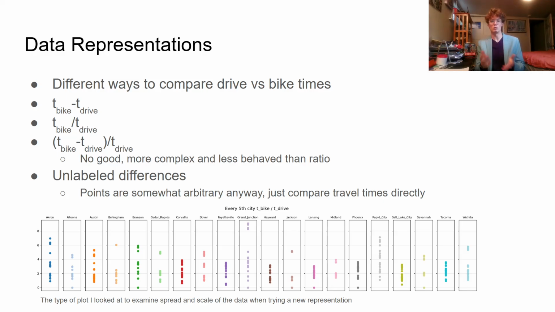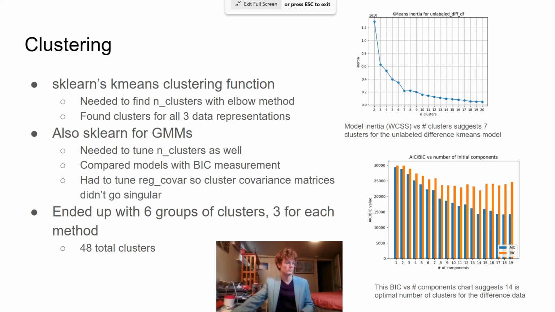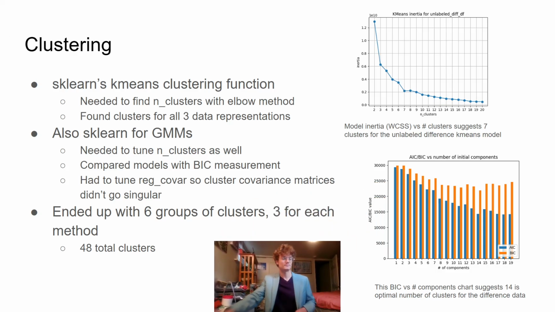It's hard to look at this 19-dimensional data directly. So this is one of the types of plots I was looking at to examine the spread and the scale of the data when I was trying to evaluate a new representation. So it's just every fifth city plotted with all of the points for that city on the same scale. So this is the one for just the ratio. So once we had all those points, then we could cluster.